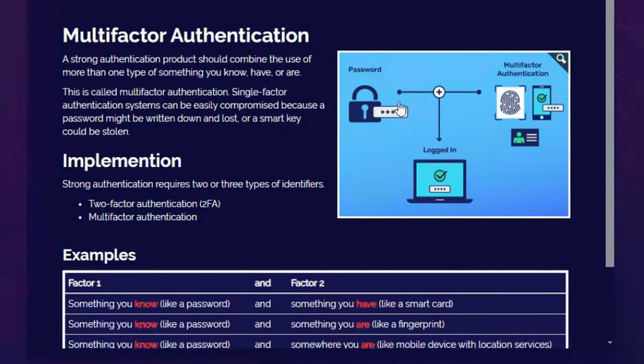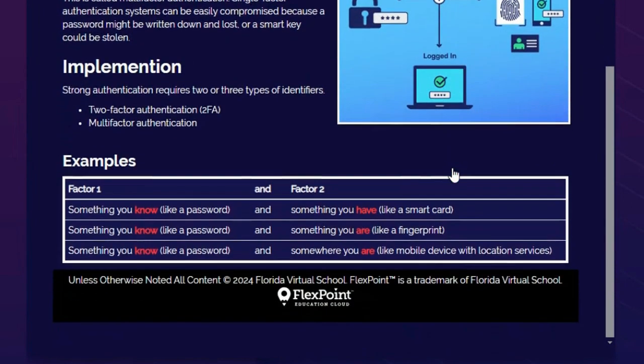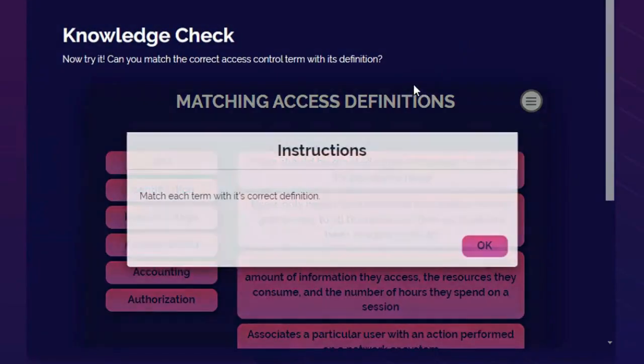So implementation, strong authentication requires 2 or 3 types, 2-factor or multi-factor. So maybe you have to have the password and a fingerprint to be logged in. Let's see. Examples, something you know like a password and something you have like a smart card, or a password and a fingerprint, or a password and mobile device with location services to know you are somewhere that we could think, okay, that should be you. You're not in Singapore or North Korea.